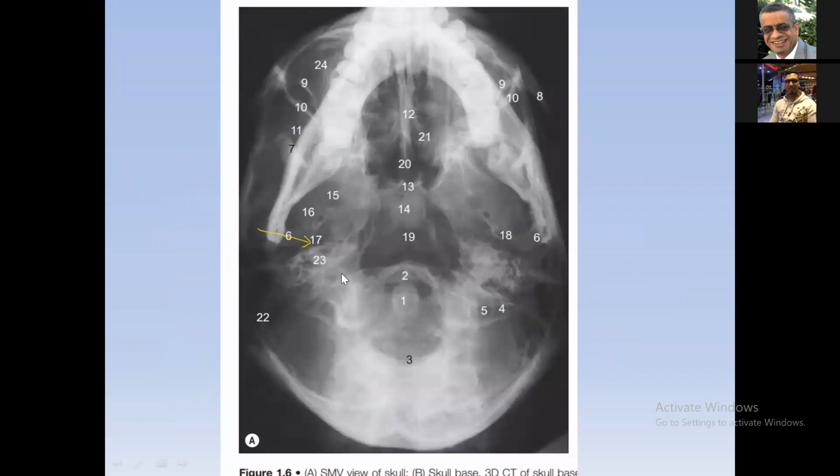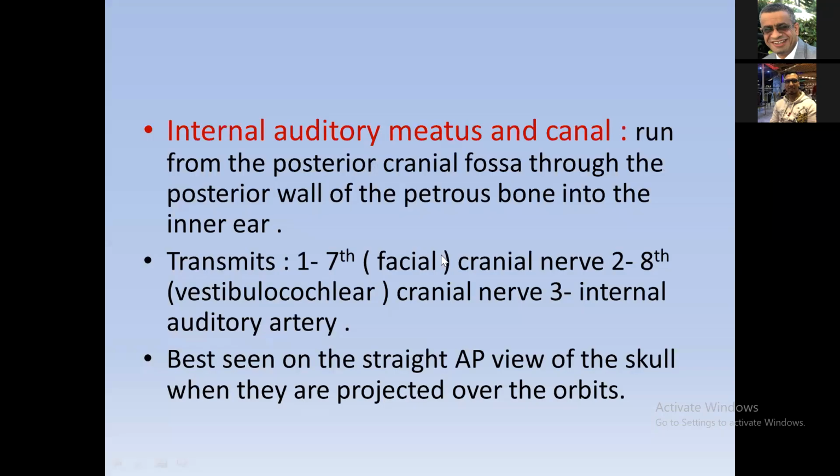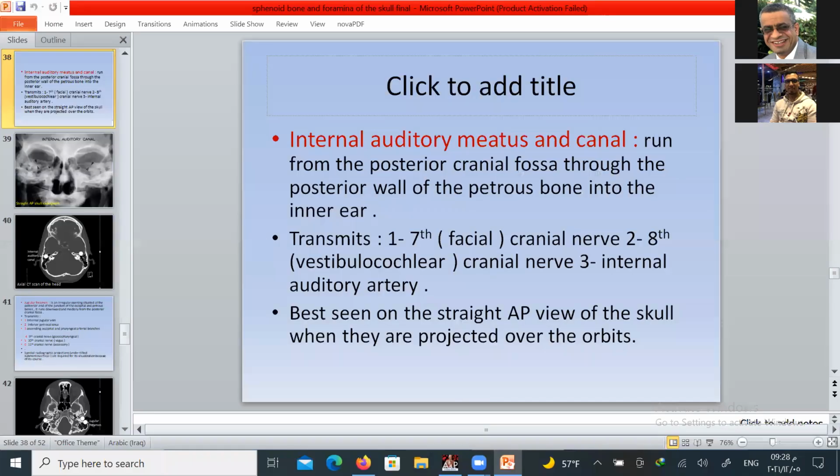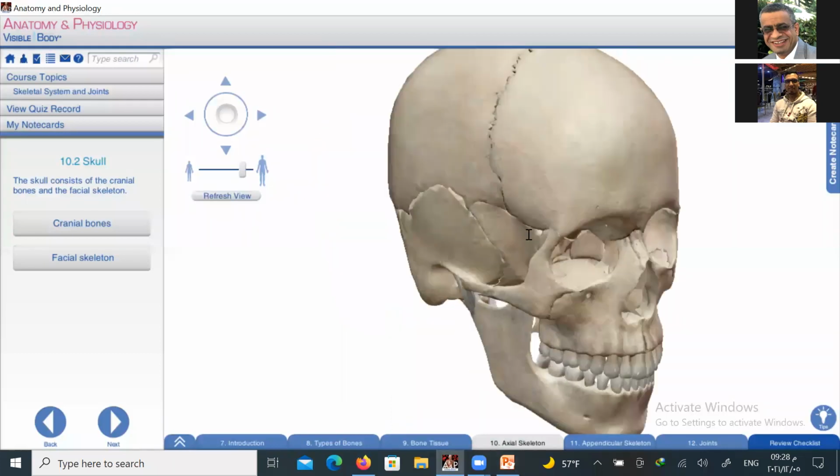This is the foramen lacerum. And this is an axial CT scan of the head in which you can see clearly the foramen lacerum. Let's see the foramen lacerum in the 3D image of the skull and the carotid canal. Let's refresh the view.